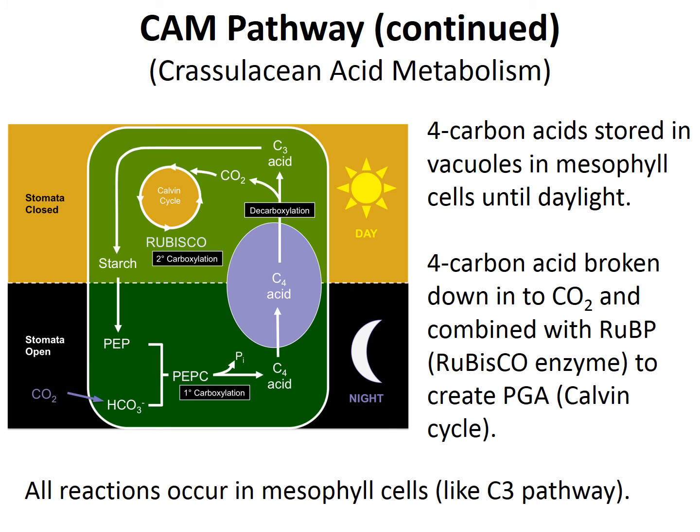And then when daylight happens, the gates close because we don't need the stomata open to get light. So the light is going to hit the photon receptors and cause that electron transport chain to happen. We're going to produce ATP and NADPH, which is needed for the Calvin cycle. So our 4-carbon acid that's been stored in the mesophyll is then released. It's broken down into carbon dioxide, combines with ribulose bisphosphate, using the Rubisco enzyme to create PGA, which eventually will become our glucose molecule. This is the Calvin cycle.